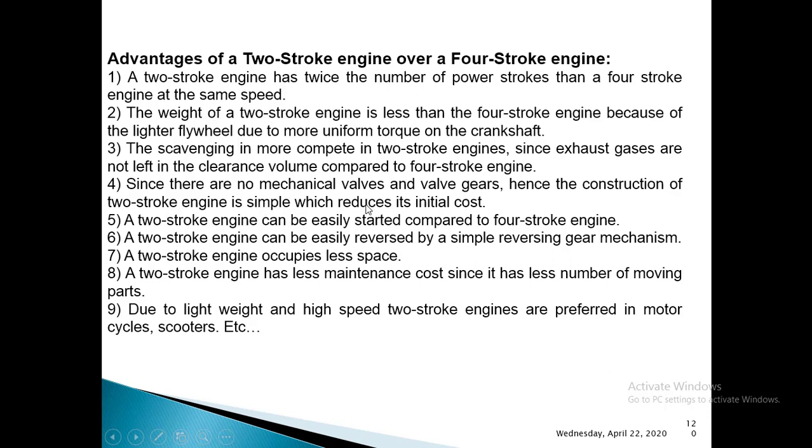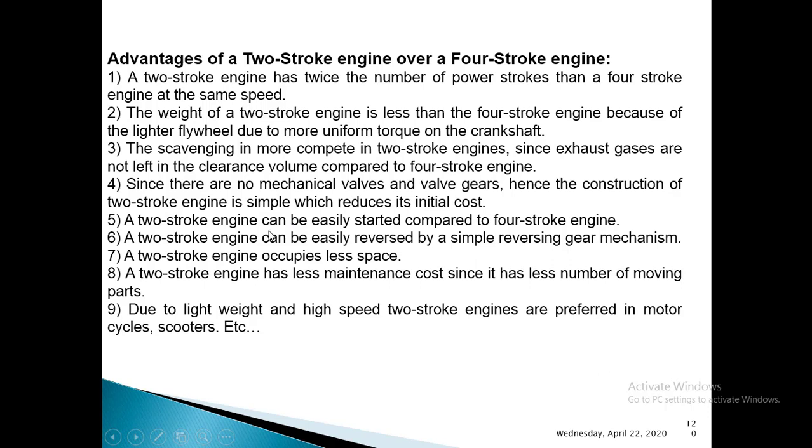Next, since there are no mechanical valves and valve gears, the construction of the 2-stroke engine is simple, which reduces the initial cost. That is regarding construction of that engine. You all know that in 2-stroke engines there will not be any valves, cams and valve gears. Thereby the construction of the 2-stroke engine is simple when compared to the 4-stroke engine, and it also reduces the initial cost.